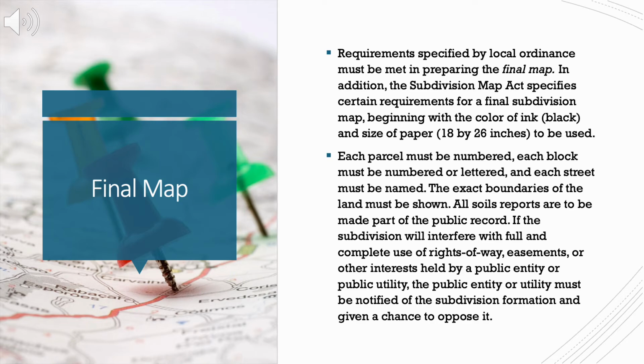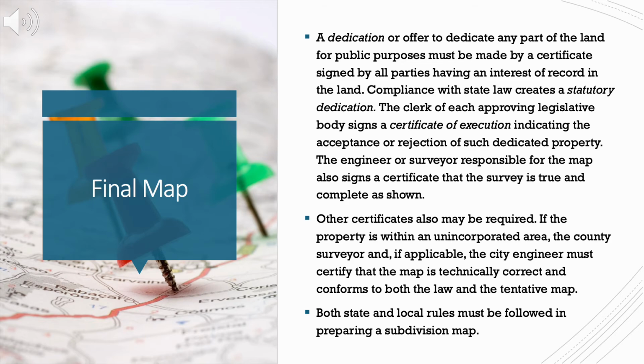If the subdivision will interfere with full and complete use of rights of way, easements, or other interests held by a public entity or public utility, the public entity or utility must be notified of the subdivision formation and given a chance to oppose it. A dedication or offer to dedicate any part of the land for public purposes must be made by a certificate signed by all parties having an interest of record in the land. Compliance with state law creates a statutory dedication.